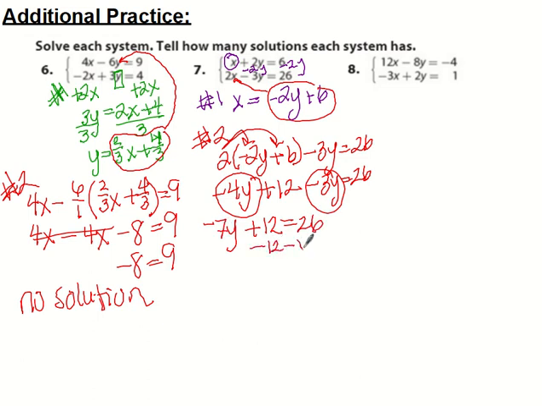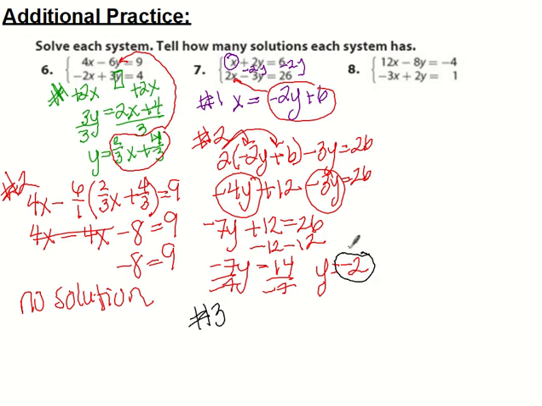Minus 12, we get negative 7y equals 14. Divide by negative 7, and we get that y equals negative 2. So this time we actually are going to complete this. This means this is going to be a one solution equation system, because I do have an x and a y. I'm going to plug it in right here.